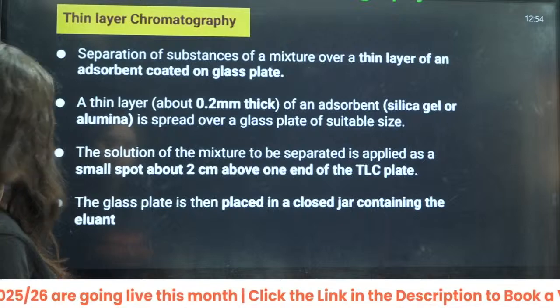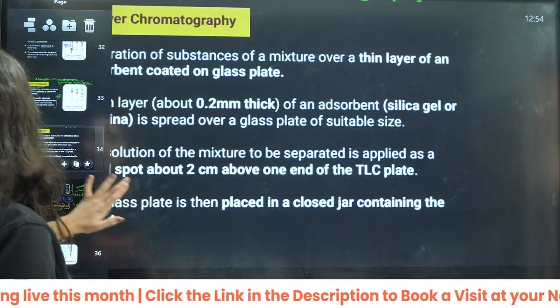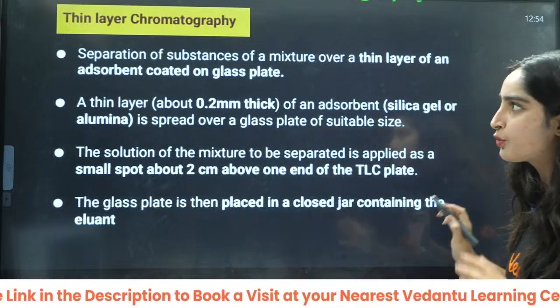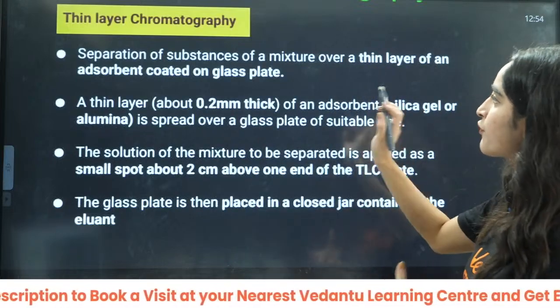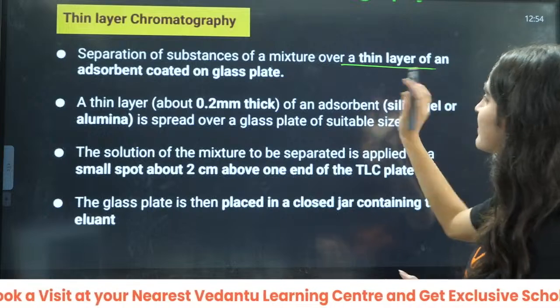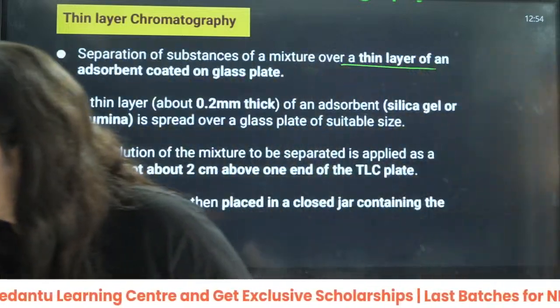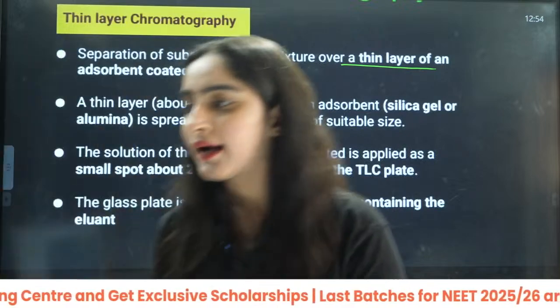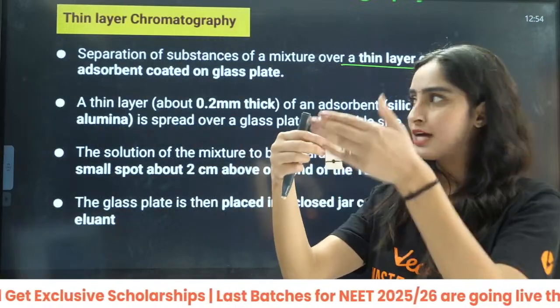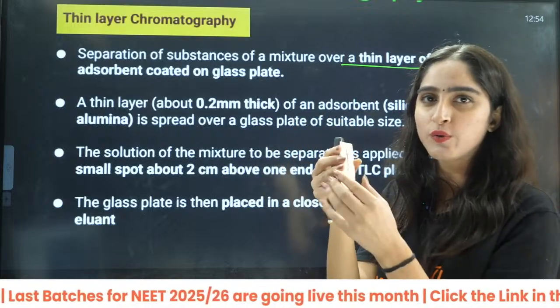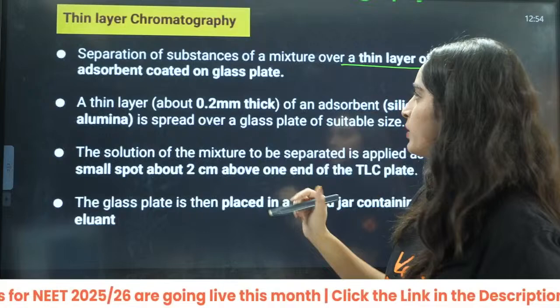Acha. Thin layer chromatography. Acha. This was separation of substances. Now let us see what is written in the theory part. Separation of substances of a mixture over a thin layer of adsorbent coated on the glass plate. What we have done, beta? We have coated that thin layer on the glass plate, on this, this is actually a glass plate only, which I am taking as a strip only, right?